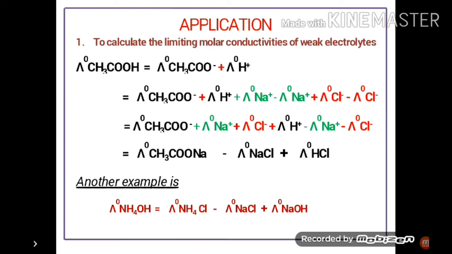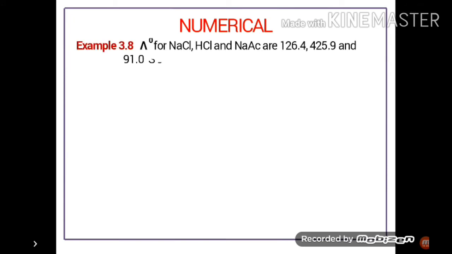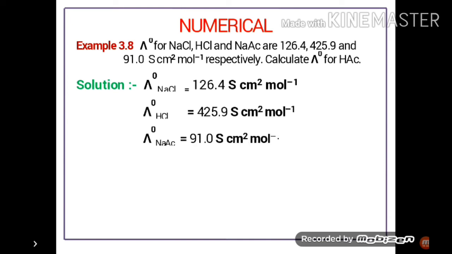Students, let's see some activities, numericals. That is 3.8 in our textbook. The limiting molar conductivities for NaCl, HCl and NaAc are given. NaAc means sodium acetate, and this one is a strong electrolyte. Calculate lambda naught for acetic acid. Simply see how we will use the three values. First write the given things, like this. Now we have to calculate lambda naught for HAc.